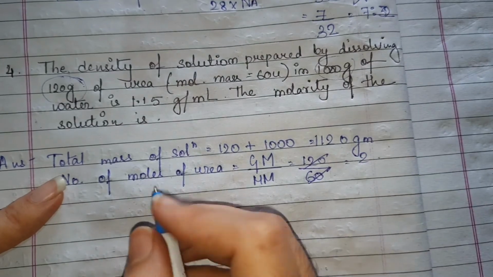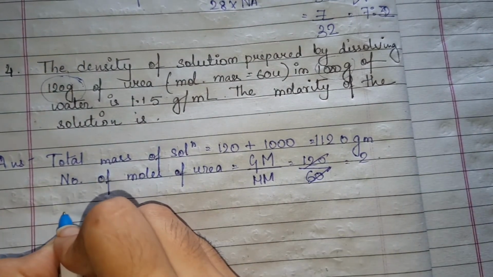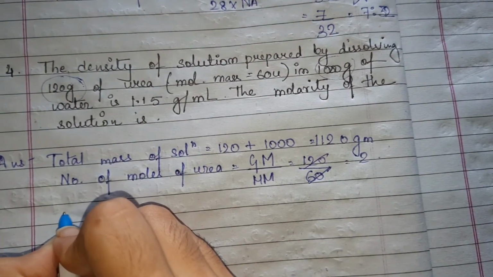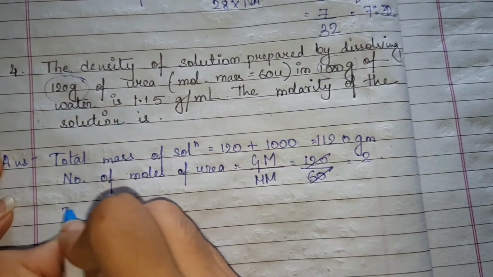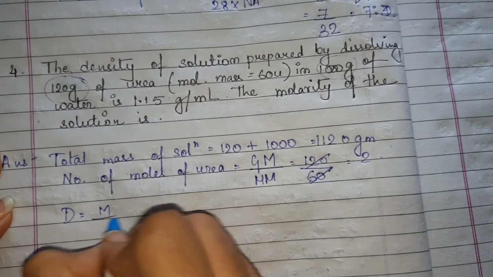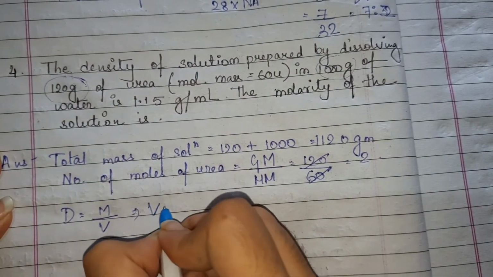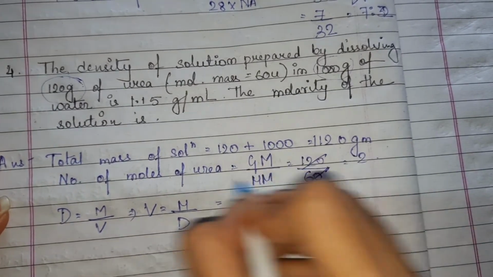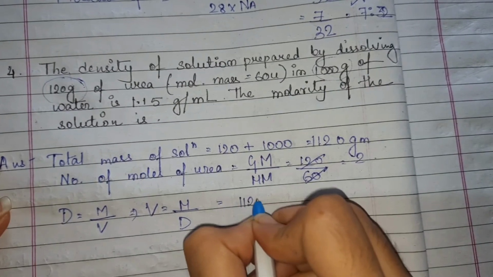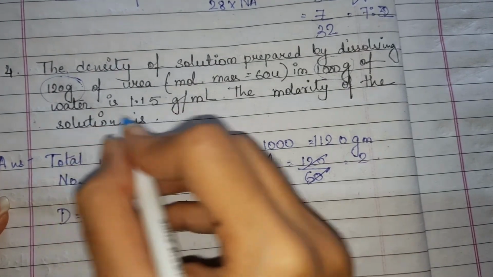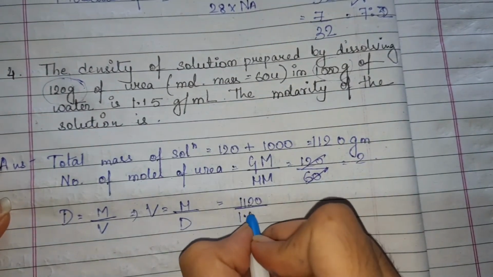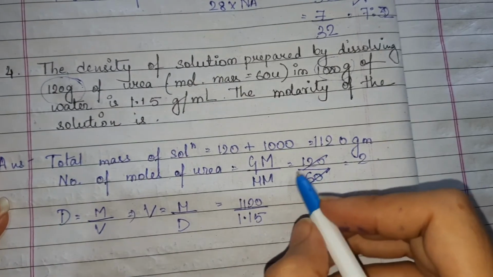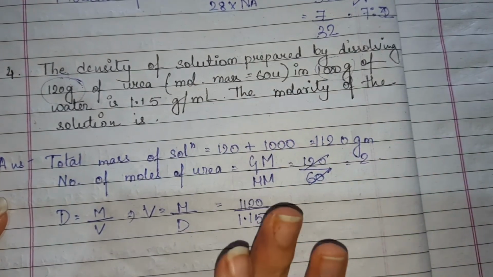That is 2. Now to get the volume of the solution, how will you get it? We know that density is equal to mass by volume. So can I say volume is equal to mass by density? Mass is how much? 1120. Density is how much? Given 1.15. Let's keep it here only for now.